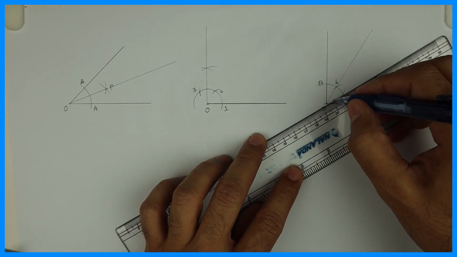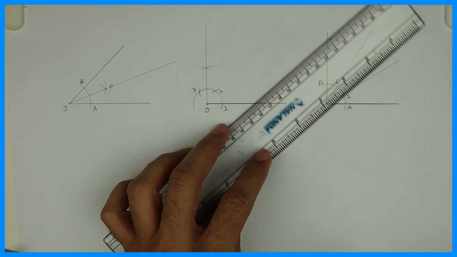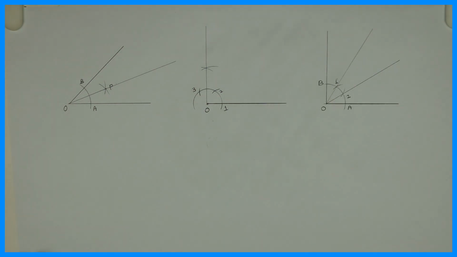So you got trisection. That means you divided 90 degree into three parts.